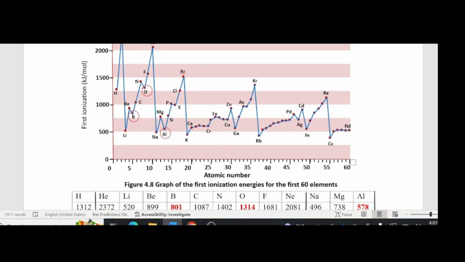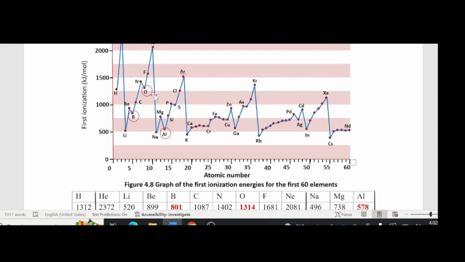But look what happens here. Boron has a greater nuclear charge than beryllium, yet it has a smaller first ionization energy than beryllium. That is something we look into. Because if you remember, beryllium, boron, carbon, nitrogen, fluorine, as you move from left to right of a period, the effective nuclear charge increases and the atomic radius decreases. And therefore, as you move from left to right, one would expect that the first ionization energy will keep increasing. But this is not what happens here. There's a slight deviation here.